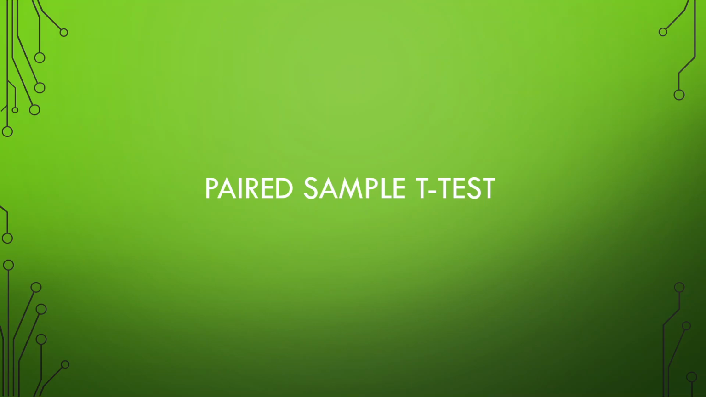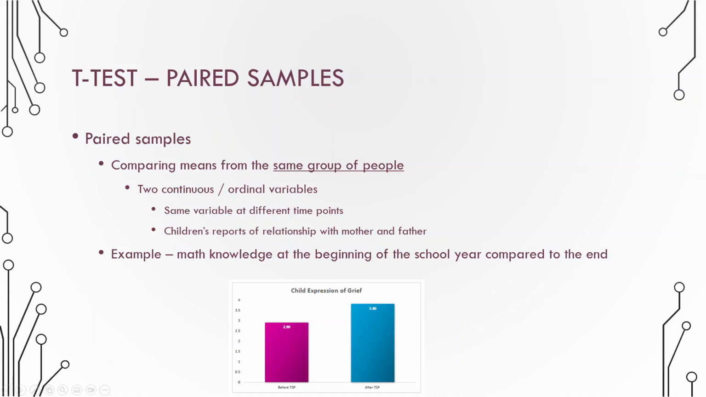All right, next we're going to talk about paired samples t-test. With paired samples t-test, remember the kind of questions we're asking here are about comparing the means or the averages from the same group of people. Now typically, or commonly, these are going to be two variables at different time points.